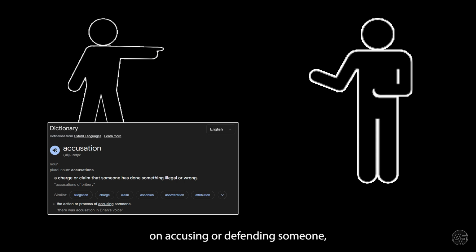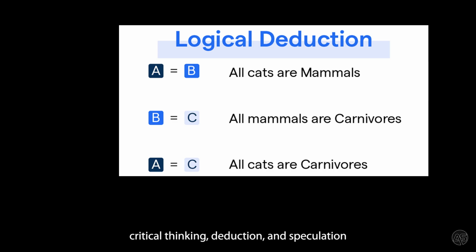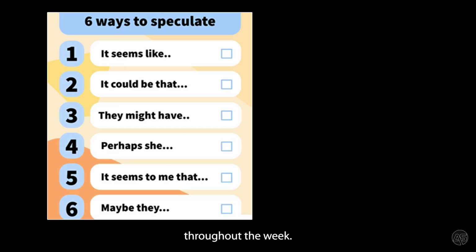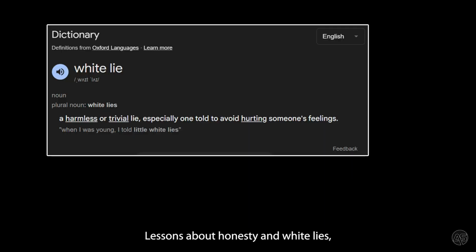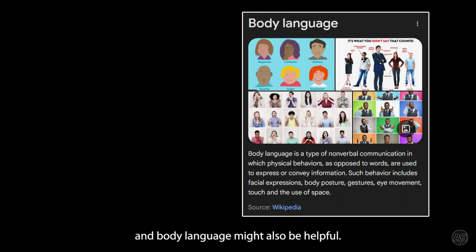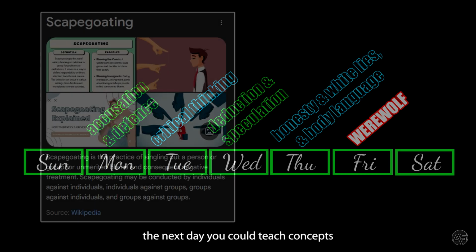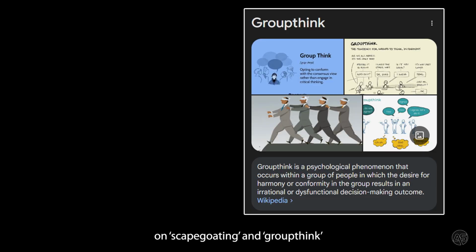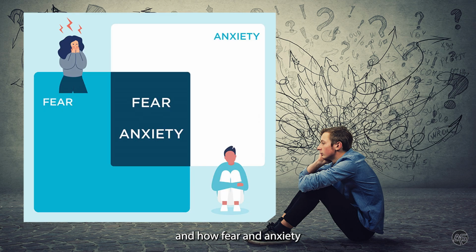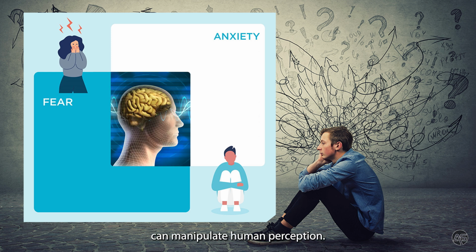Usually I would introduce language on accusing or defending someone, critical thinking, deduction and speculation throughout the week. Lessons about honesty and white lies and body language might also be helpful. And on Friday we would play the game, so students can practice the language learned within a non-academic scenario. For an advanced student cohort, the next day you could teach concepts on scapegoating and groupthink and how fear and anxiety can manipulate human perception.